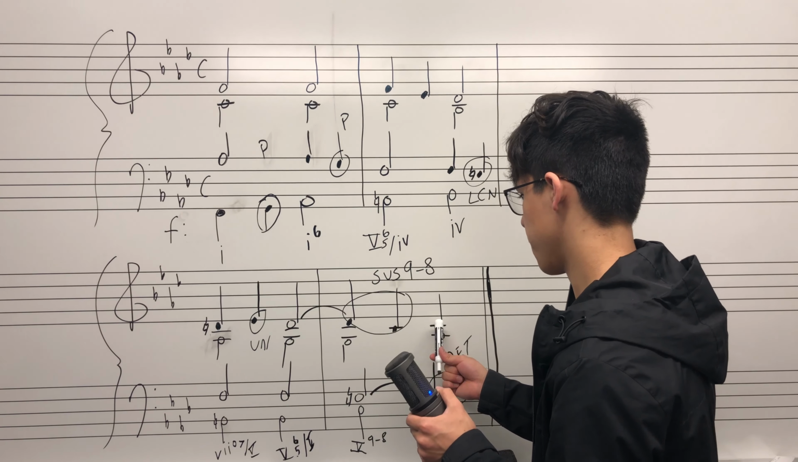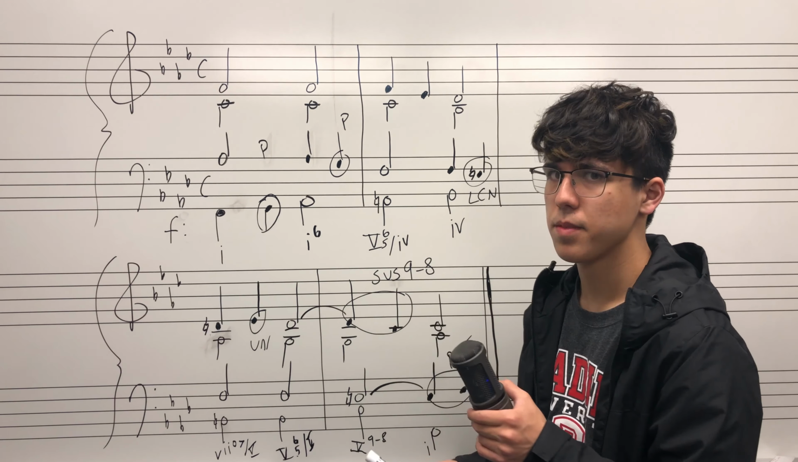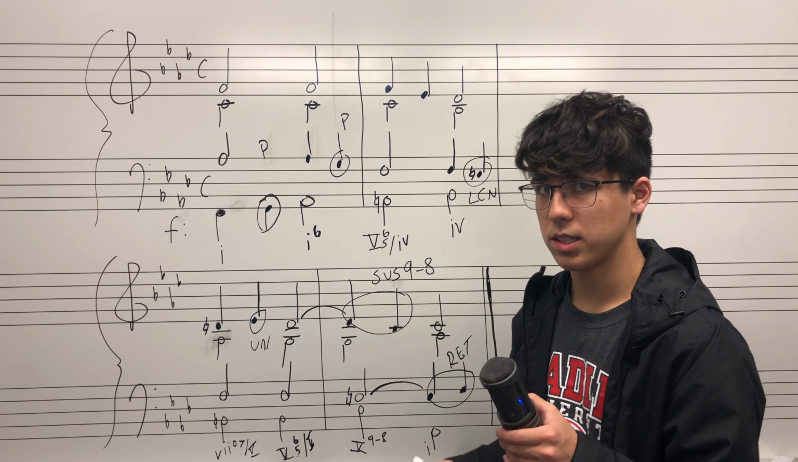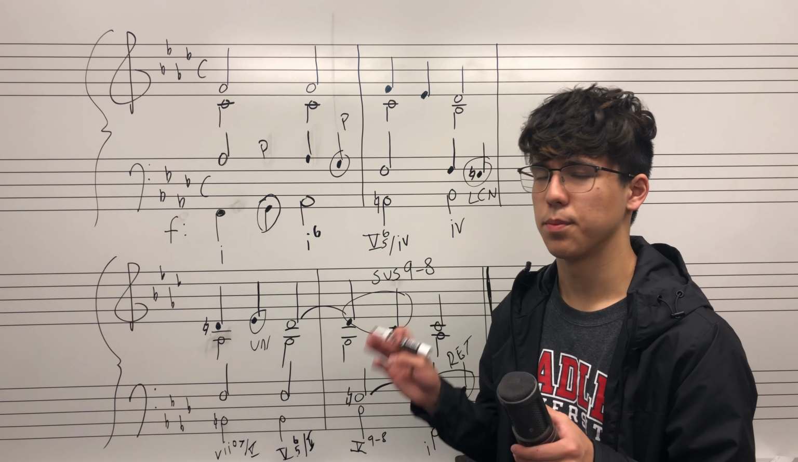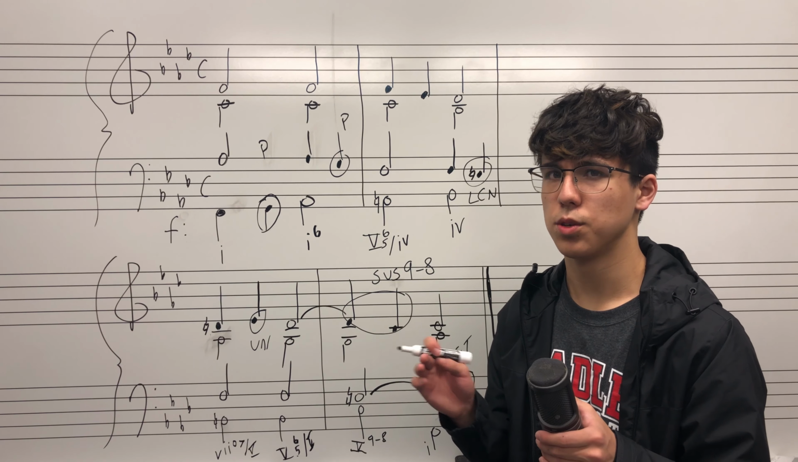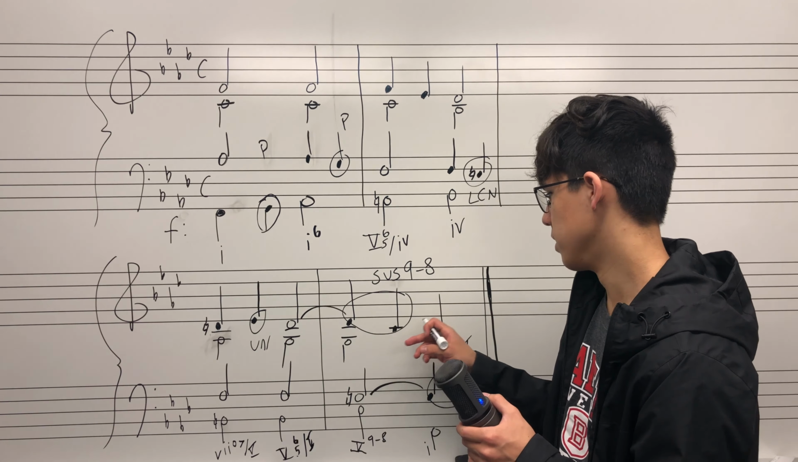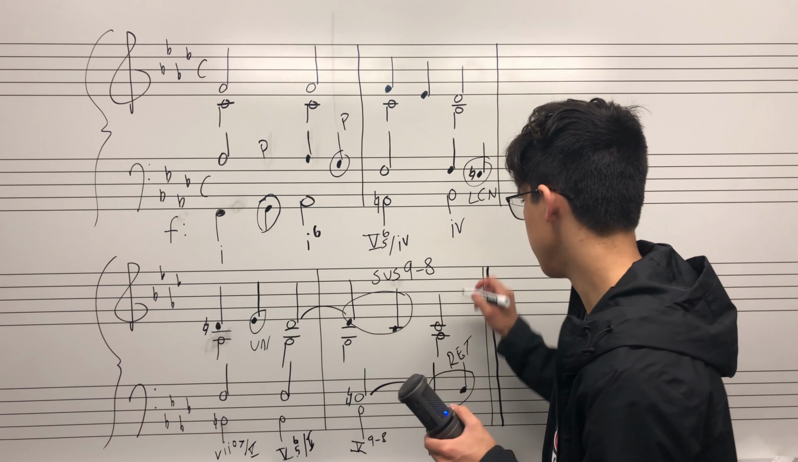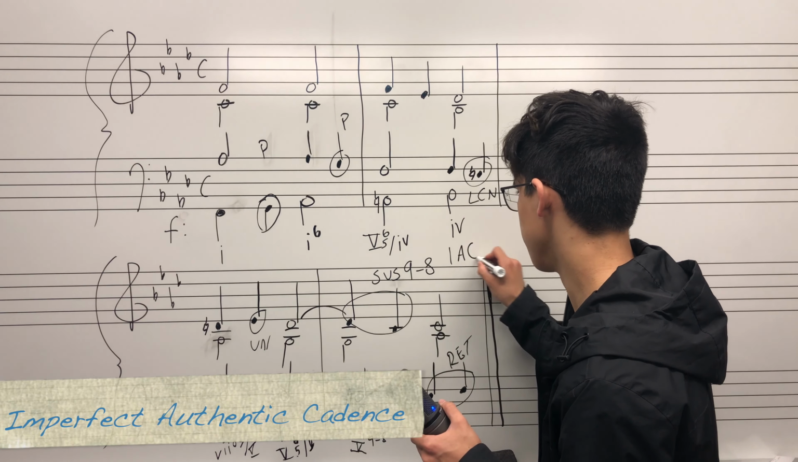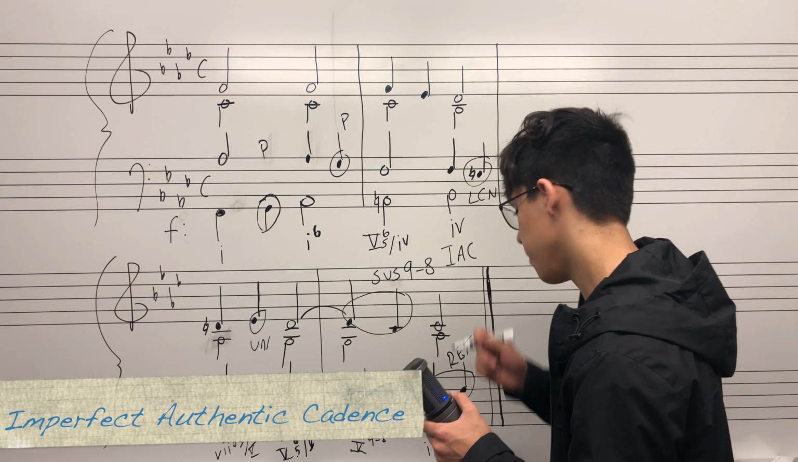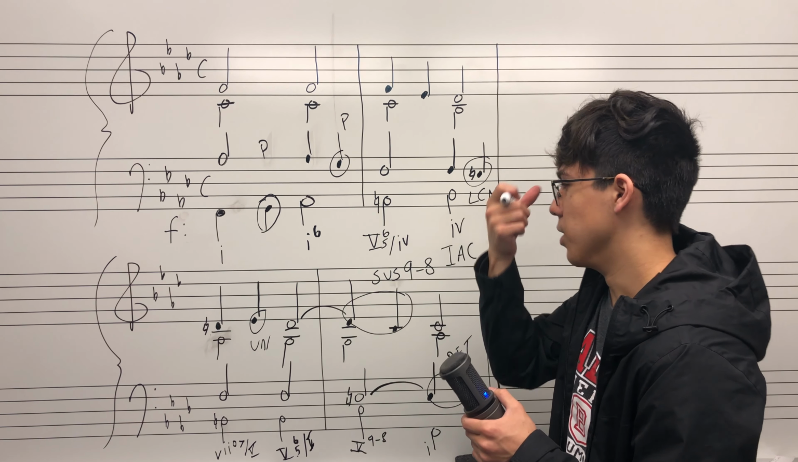So let's look at our soprano. It ends on the 5th, which is a C. For it to be a perfect authentic cadence, the soprano has to end from a 2-to-1 scale degree, so end on the 1, or 7-to-1. This goes to the 5th, so it is not perfect, so it's an imperfect. So IAC is what we label it at the top, and we are good.